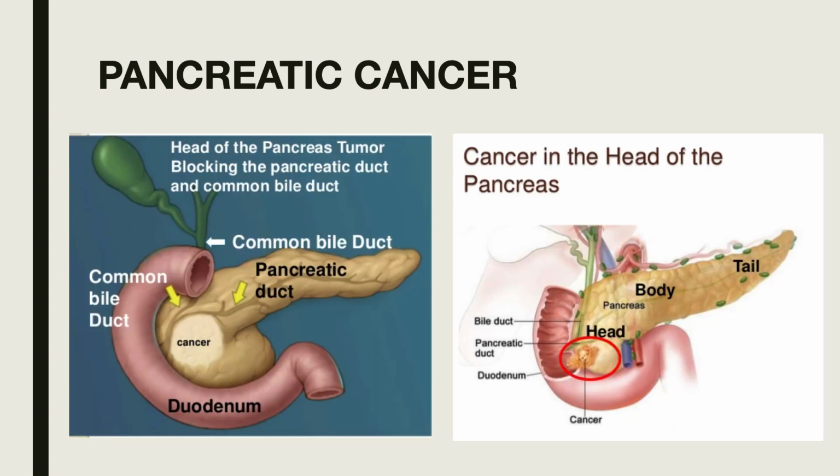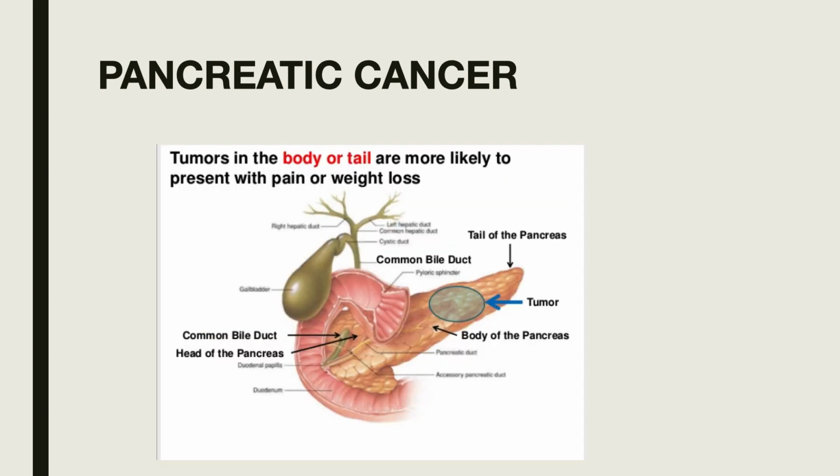Okay, this picture shows a pancreatic tumor at the head of the pancreas. This tumor is blocking the pancreatic duct and the common bile duct. So the bile cannot pass through the pancreatic duct and common bile duct into the duodenum. That's why patients will have jaundice. For tumors in the body or tail, they are more likely to present with pain or weight loss because the common bile duct and the pancreatic duct are not blocked.